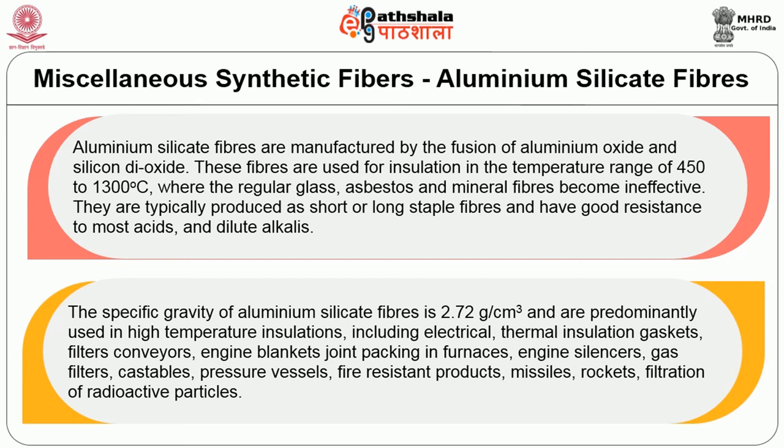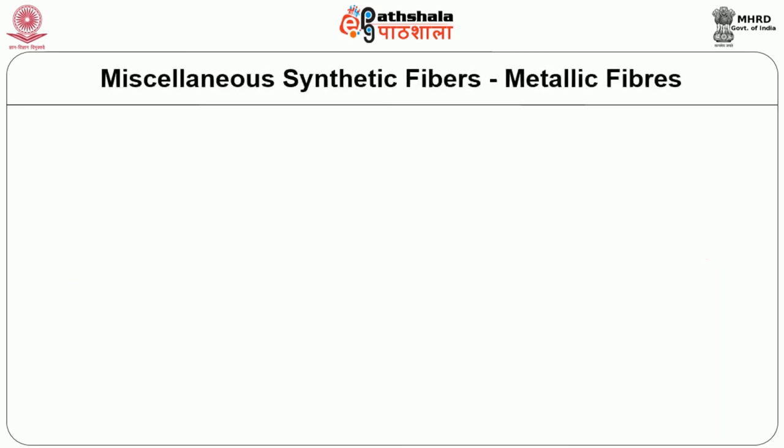insulations, including electrical, thermal insulation, gaskets, filter conveyors, engine blankets, joint packing in furnaces, engine silencers, gas filters, castable pressure vessels, fire resistant products, missiles, rockets, filtration of radioactive particles. We'll talk about the next miscellaneous fiber, which is the metallic fiber.